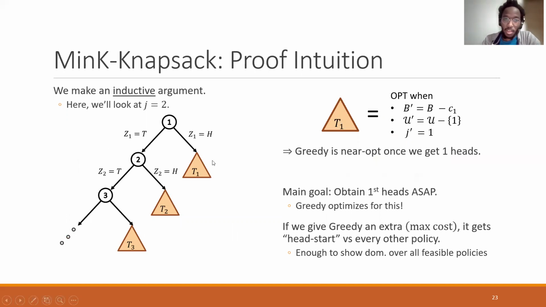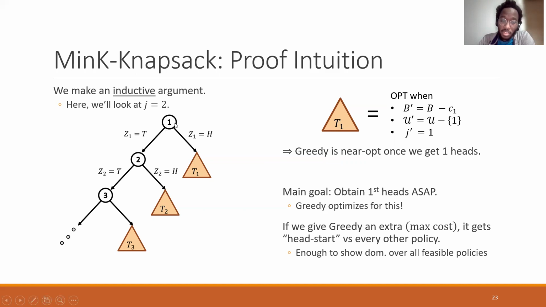Okay, so let me talk about Min-Knapsack, the proof we have for how to handle this threshold problem, or why this extended greedy algorithm works. What we do is make an inductive argument. We argue by induction. In this specific case, we'll look at j equal to 2, so we want to get at least 2 heads.